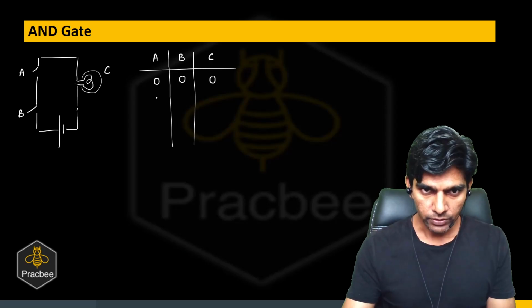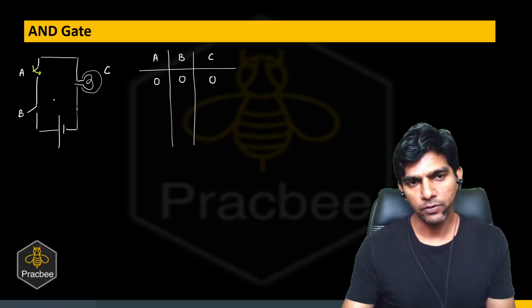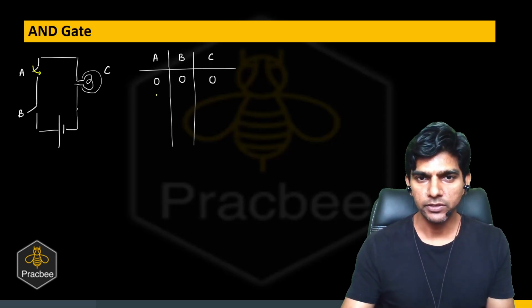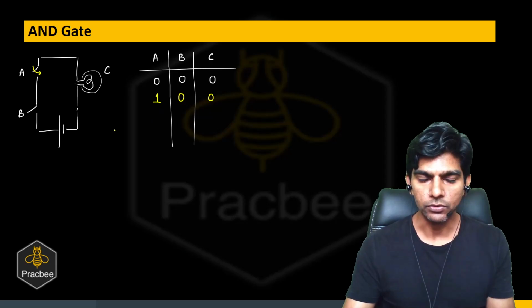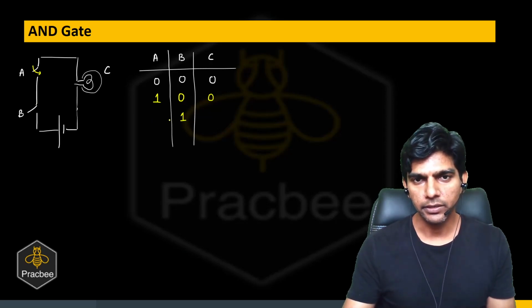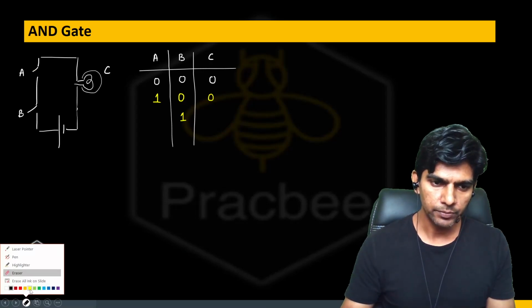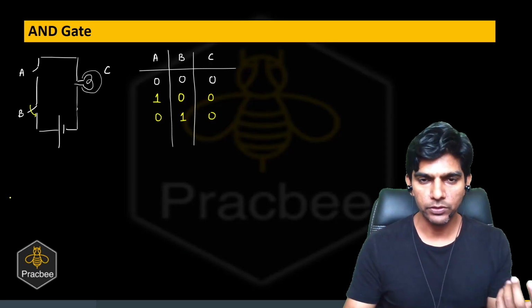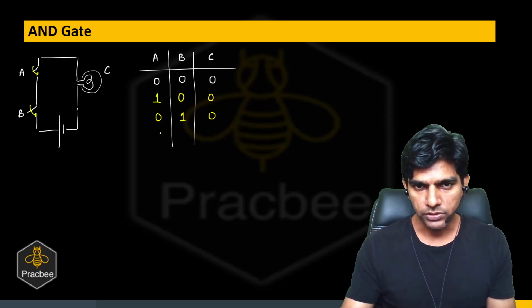Now, if I close the switch A, still the circuit will remain open. So if A is 1 and B is 0, again we'll get a 0 output, so the bulb will not glow. Suppose if we close B and keep A open, in that case, again the circuit is open, the bulb will not glow, we'll get a low output.